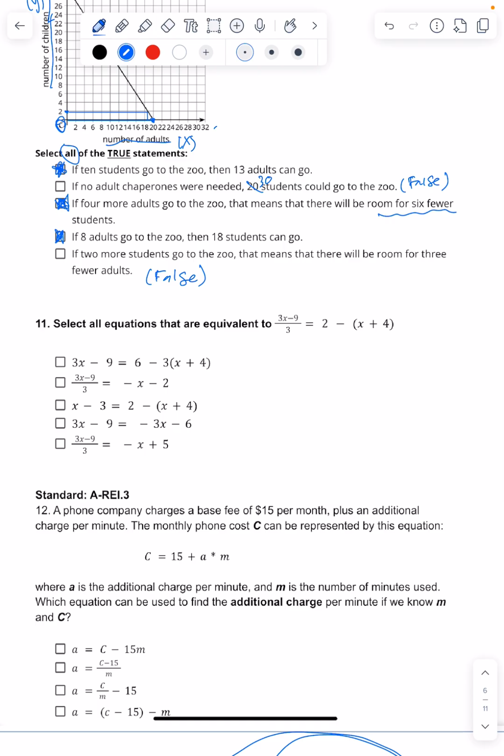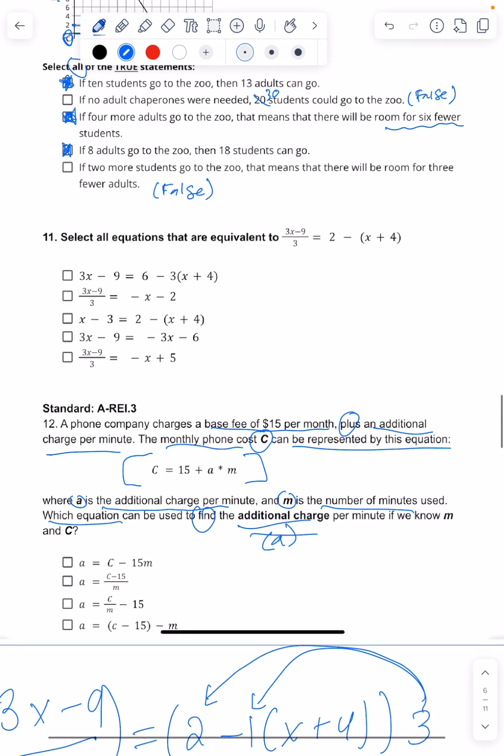So at this point, it says, a phone company charges a base fee of $15 per month, plus an additional charge per minute. So it says the monthly cost, C, can be represented by this equation. So here's the equation. C is equal to 15 plus A times M. So it says where A is the additional charge per minute, M is the number of minutes used. So it says which equation can be used to find the additional charge. So in this case, they told us that was A. That means we're solving for A per minute if we know the values of M and C.